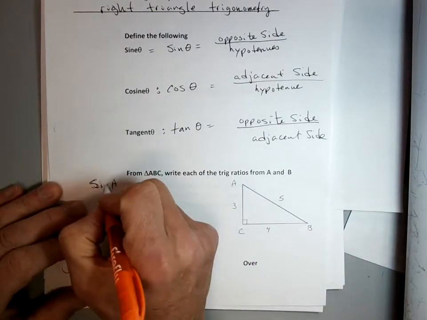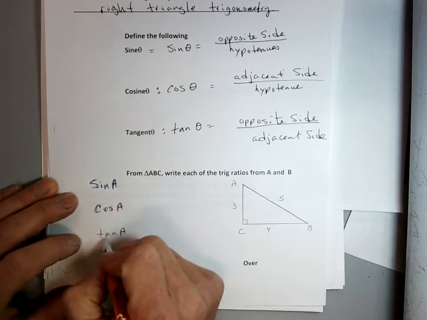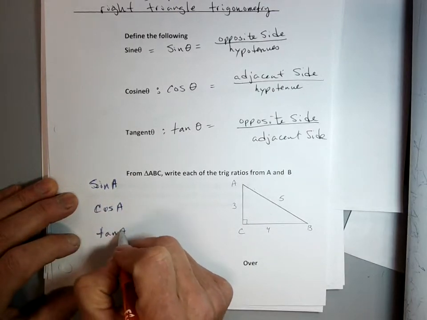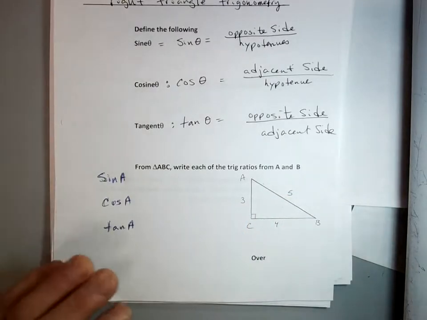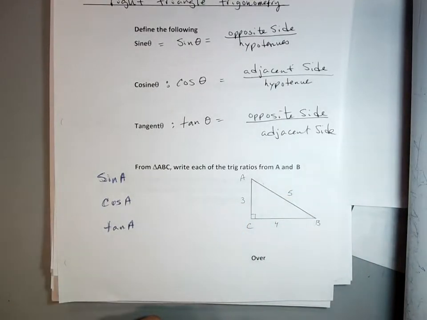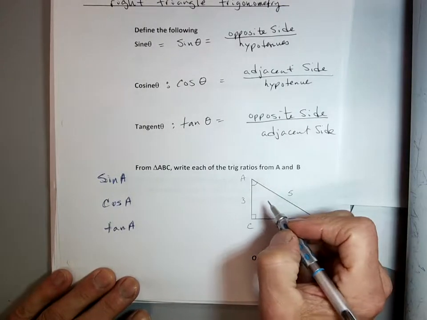Sine A, cosine A, tangent A. How's that? Is that better, Julia? Yeah. Okay, so now, let's go walk over to angle A, and let's name our sides.